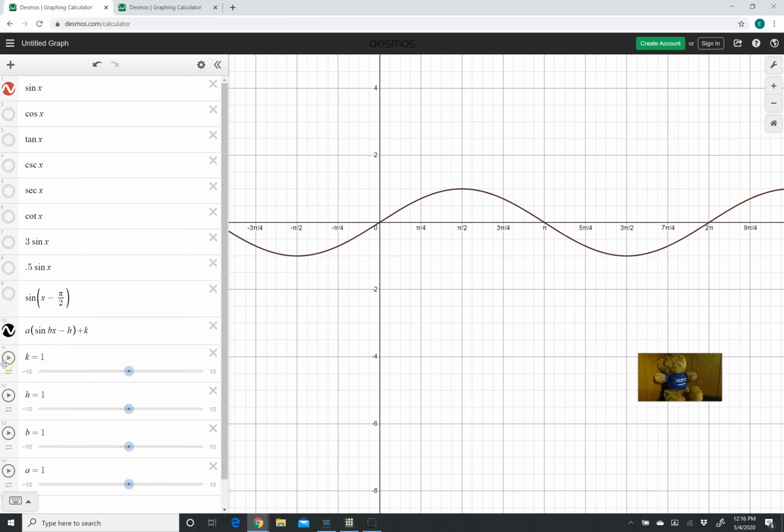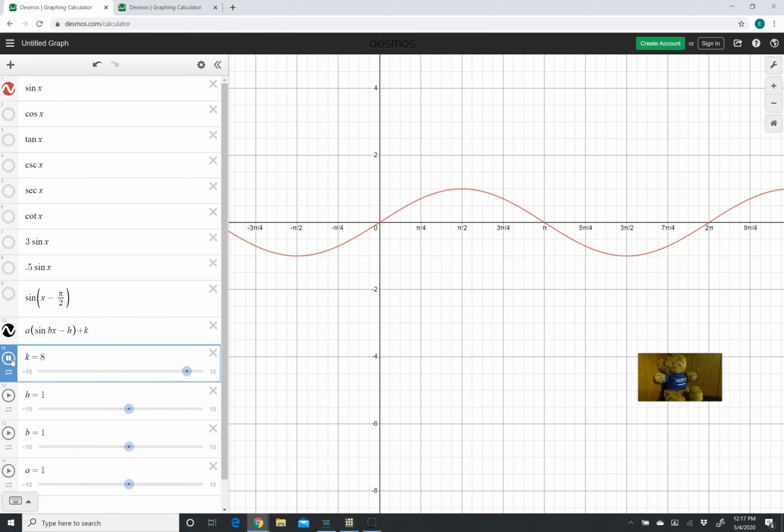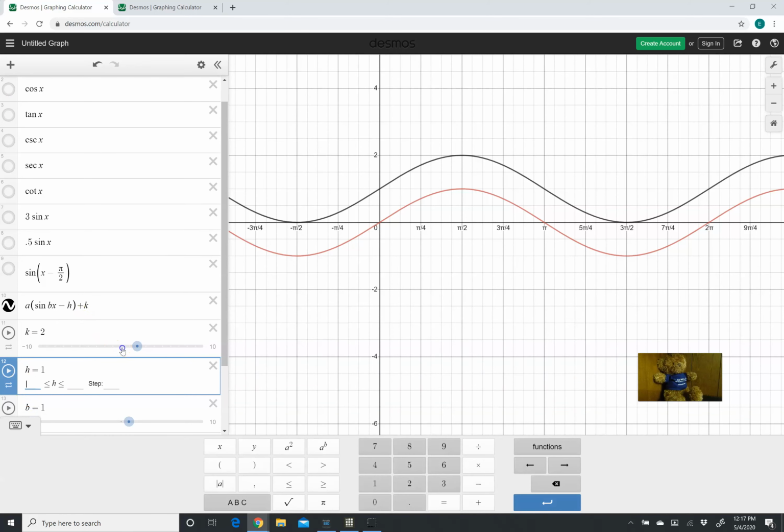So let's say that we move it -10 to 10 is fine. Let's do this one first, okay? The K is what moves it up or down. So this, you can see it. I probably should have done it last. -10 to 10. You can see it moving up or down, right? This moves it left or right. So let's move this back to 0.